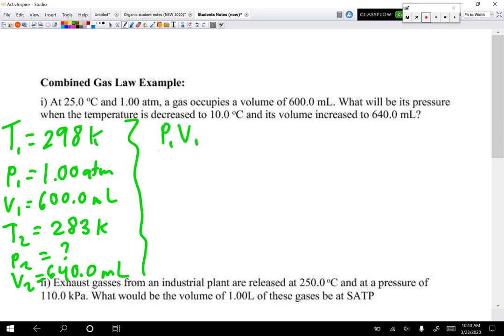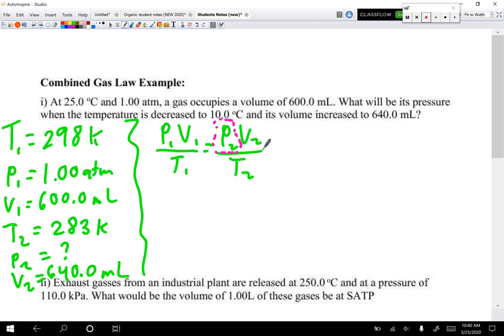P1 V1 over T1 is equal to P2 V2 all over T2. Now, just like before, just because we have more variables in here, the algebra steps that we use are the same. We're still going to use the operation of opposites. So we scan really quick and highlight the thing that we are trying to solve for. In this case, we want to isolate for P2. What is going to be the new pressure?